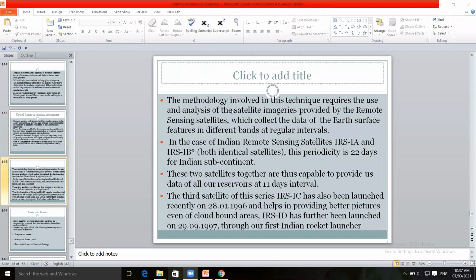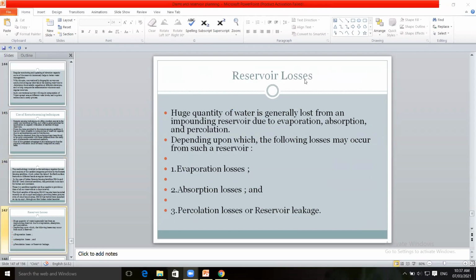After this, what are the reservoir losses? Reservoir losses. In 1 minute, this session will close. After 1 minute, again you have to join with the same link.